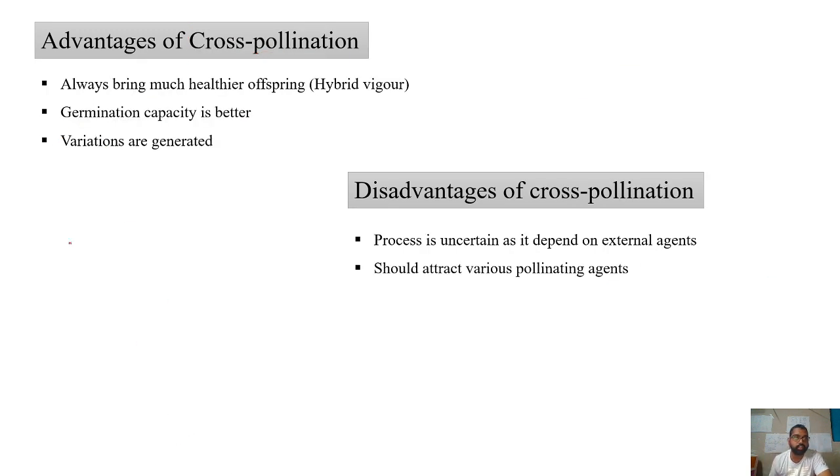Coming to cross-pollination, it will always bring much healthier offspring, which is called hybrid vigor. Hybrids will have certain superior characteristics, that is called hybrid vigor. Germination capacity is better because of this increased vigor. Variations are generated that can help in the evolution.